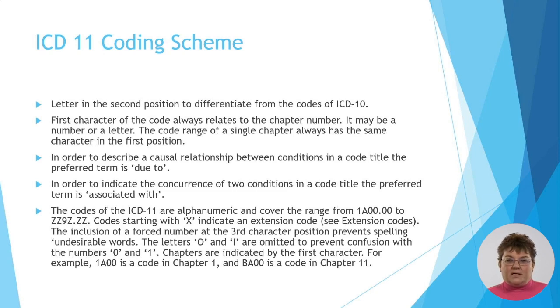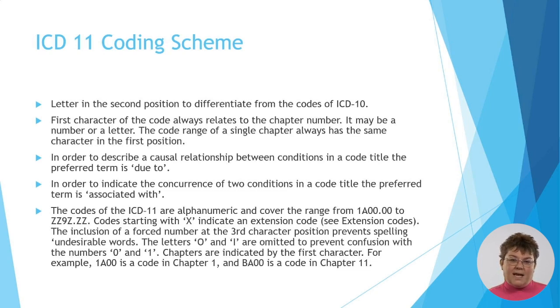In order to indicate the concurrence of two conditions in a code title, the preferred term is "associated with": heart disease associated with hypertension. The codes of ICD-11 are alphanumeric and cover the range from 1A00.00 all the way down to ZZ9Z.ZZ. So a code that starts with an X is really going to be an extension code, and we're going to look into that. The inclusions are for the third character position, to prevent spelling things.